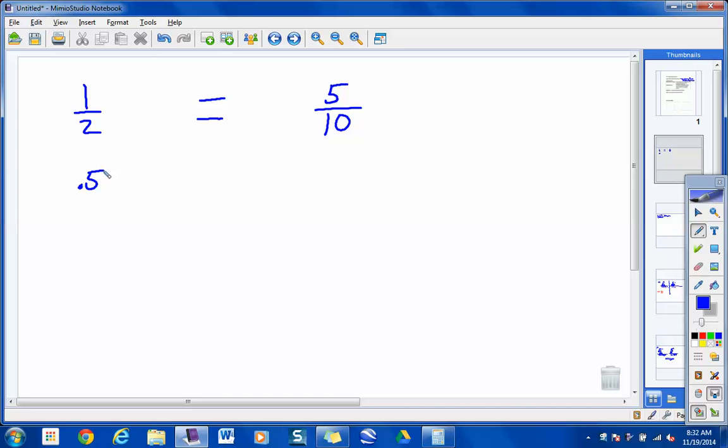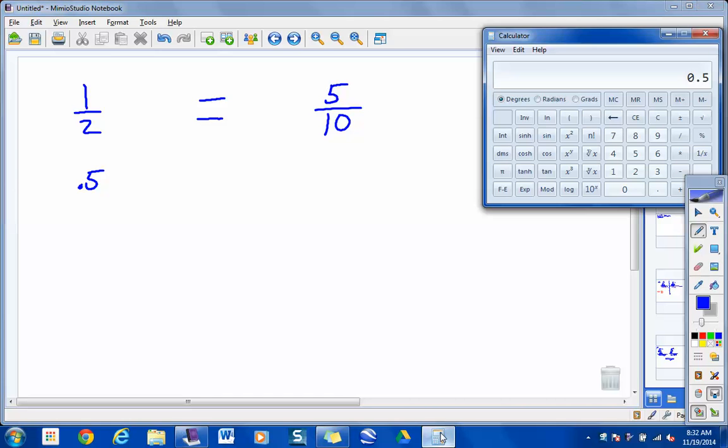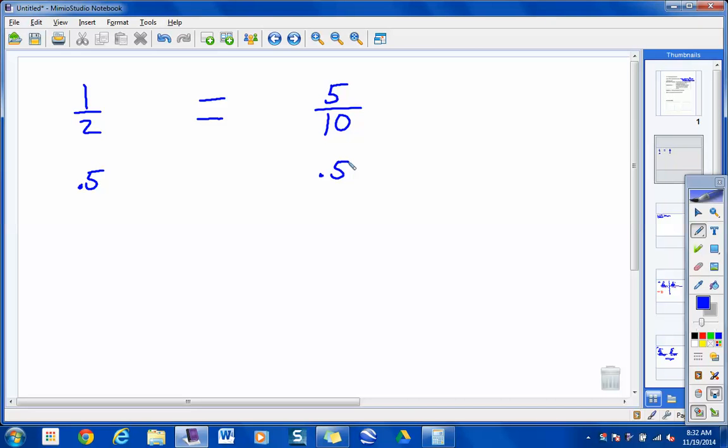Likewise then, if I hit my 5 divided by 10, again, what do you get as a decimal? 0.5. So when you divide both of these fractions out, both of them come up with this decimal value of 0.5. Now are these values exactly the same right here? Yes. So what can I say about the fraction 1/2 as it's compared to 5 over 10? Are they equivalent or not equivalent? Okay, they are equivalent.